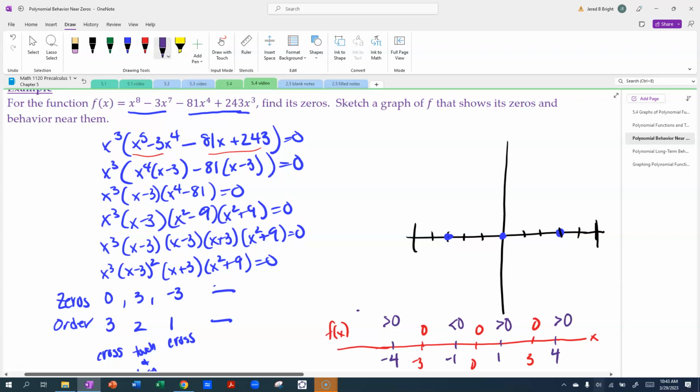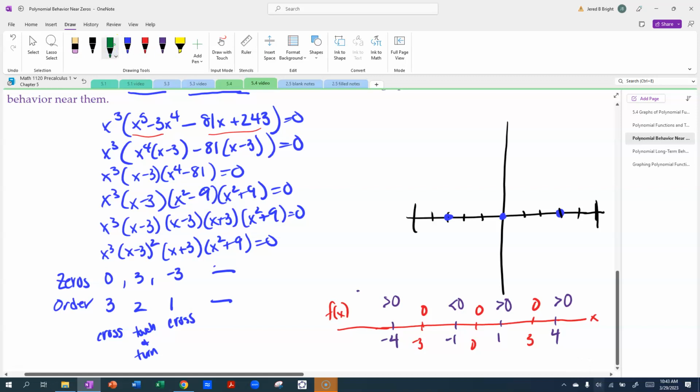Okay, so here's what I'm thinking. If I were to make a sketch of the graph of what I know so far, at -3, I know it crosses through, so it's going to cross from positive to negative. I have no clue about the vertical axis, so I'm not even going to guess there. But then at 0, what do I know? 0 has an odd order greater than 1, so it's going to cross through and flatten out. It flattens out like this, crosses through, and then goes up something like that.